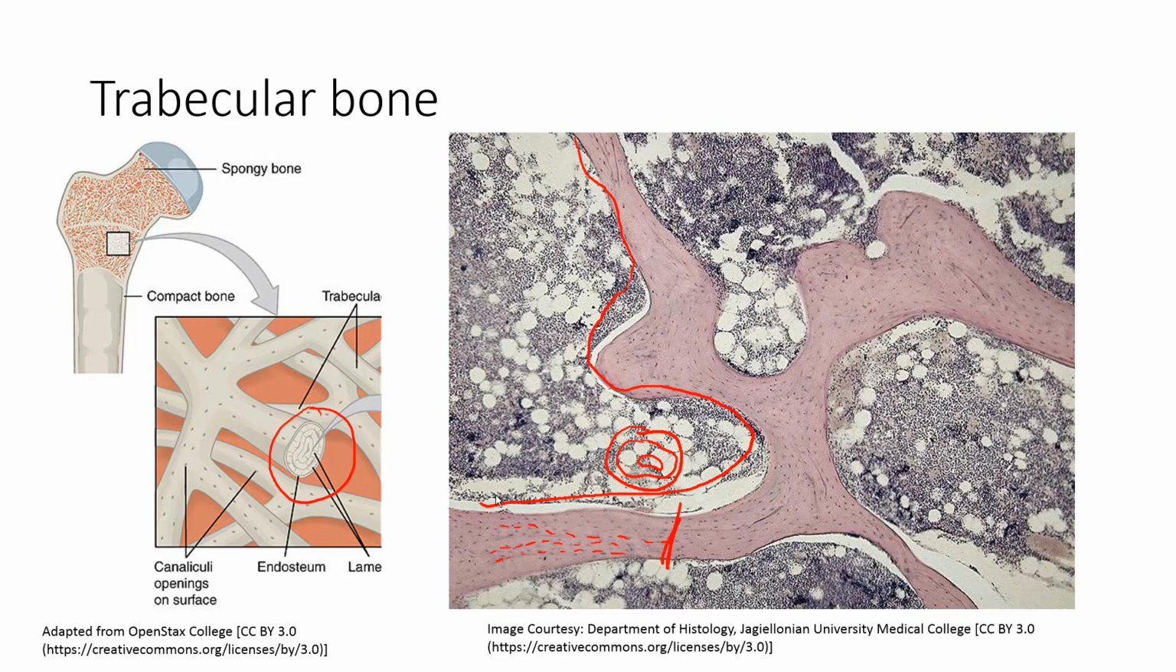I will point out here before we close that you don't see blood vessels perforating the trabeculae, because these are fairly small, and so there's enough surface area on the trabeculae for nutrients to diffuse in from the endosteum, which is covering the tissue.